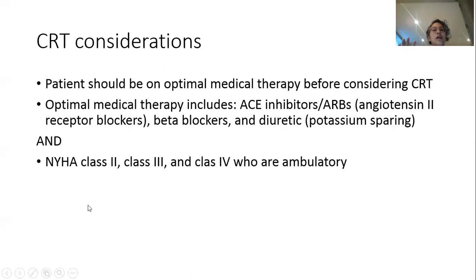So in terms of the Canadian Cardiovascular Society statement that you have in the unit, it talks about CRT considerations. Before we think about therapy, what should be in place? Patients should be on optimal medical therapy before considering CRT. Optimal medical therapy includes ACE inhibitors or ARBs, beta blockers, and a diuretic. So this all needs to be in place before we're considering CRT. If this is in place and they're still having trouble, then we start to think about CRT as a treatment option. Here's the New York Heart Association class.